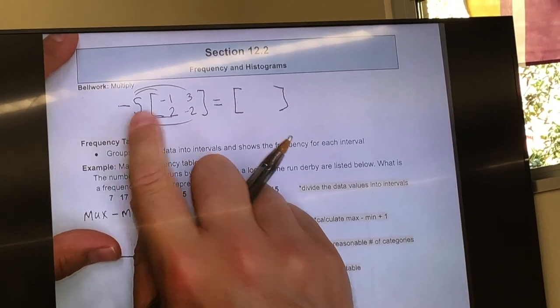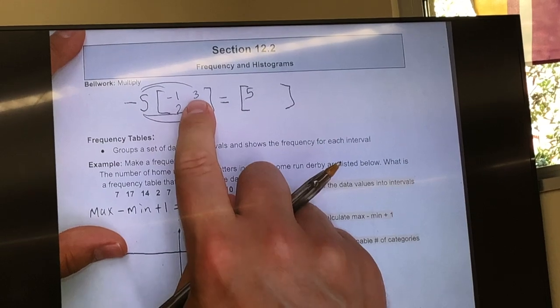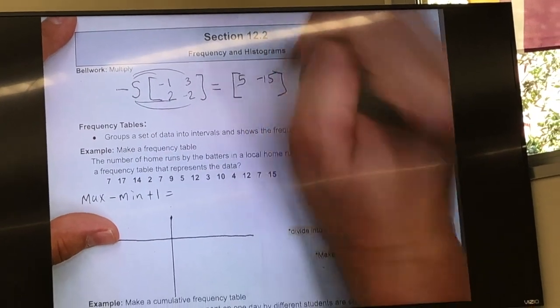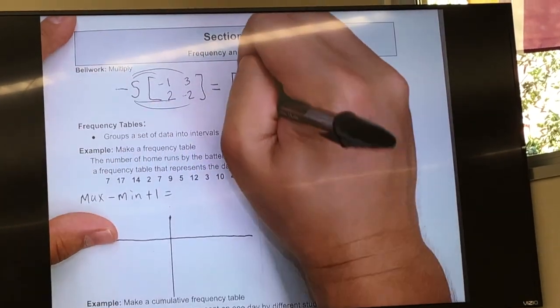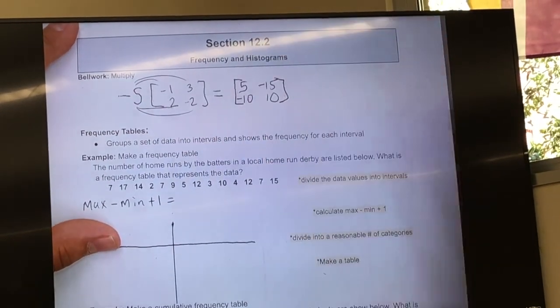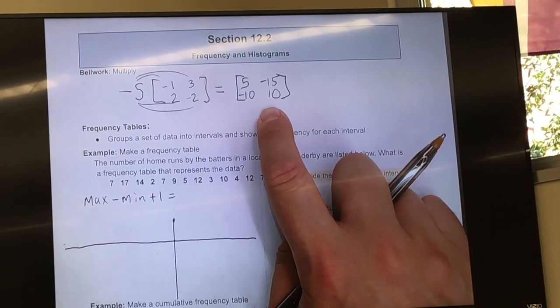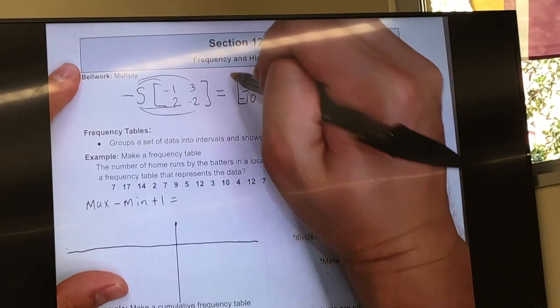Okay? So -5 times -1 is a +5. -5 times 3 is a -15. -5 times 2 is a -10. -5 times -2 is a +10. So the 2 by 2 matrix will be our final answer.